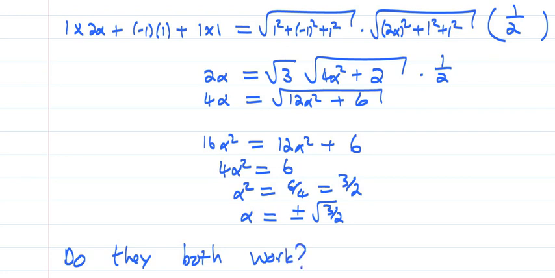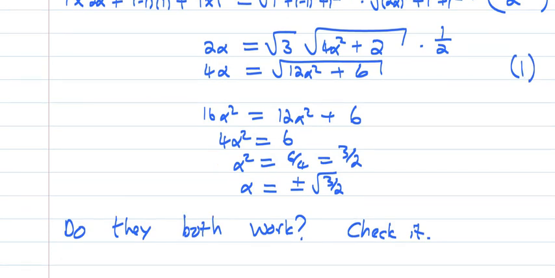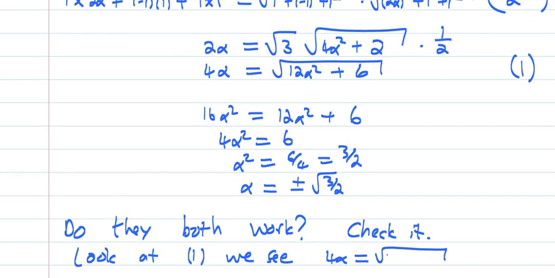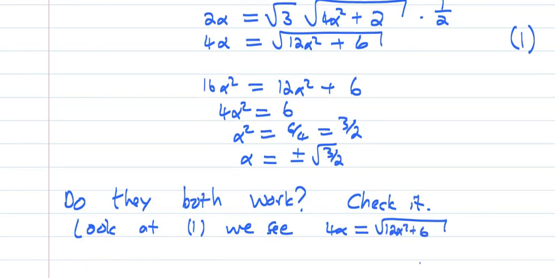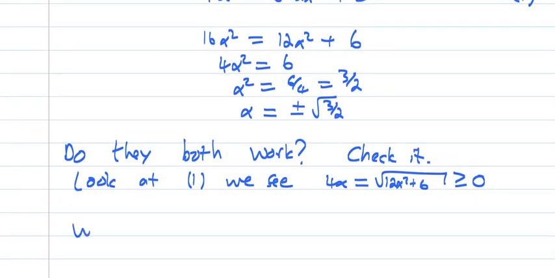Now, if you have time, check it. All right? But I am going to be quite clever. I am going to say, let's have a look at equation 1. So, look at 1. We see something cool. We see that 4 alpha is equal to the square root of 12 alpha squared plus 6. And the square root is always greater or equal to 0. All right? So you can ask yourself why? Well, because if you sketch y is equal to the square root of x, the domain of this function is from 0 onwards.